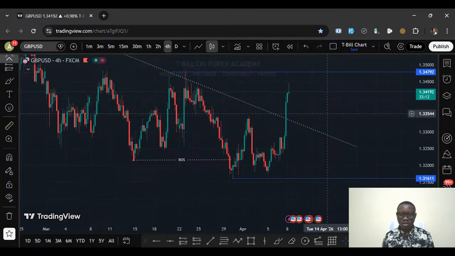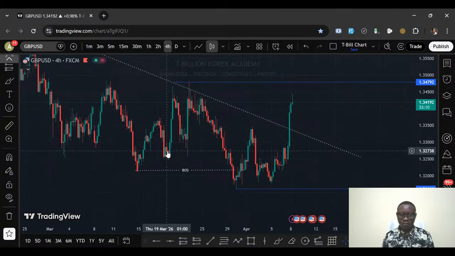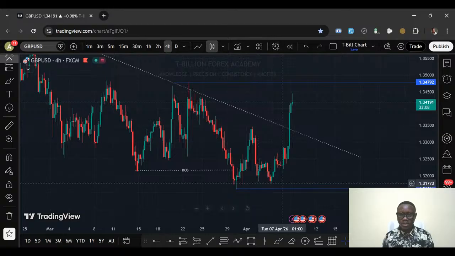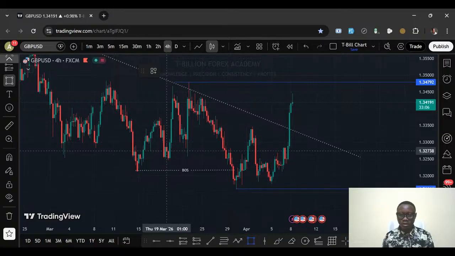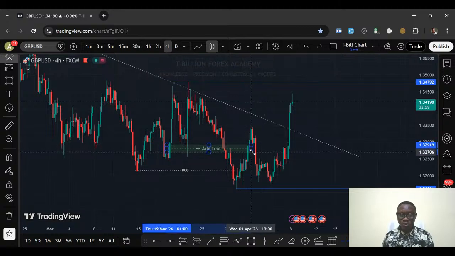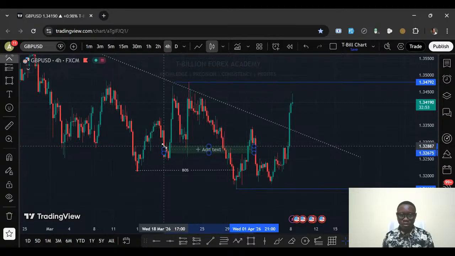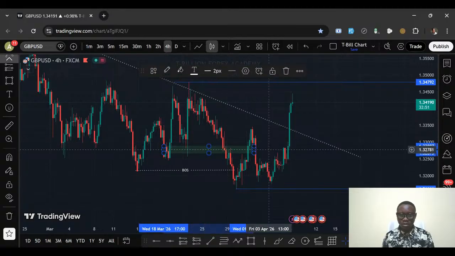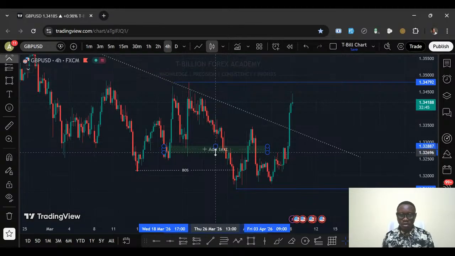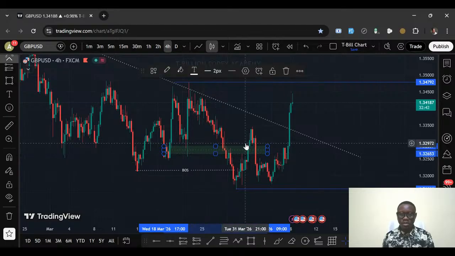So let's read the structure. Price reacted at this breaker block, this sell side breaker, this bearish breaker block, right here. So price reacted at this breaker block right here.